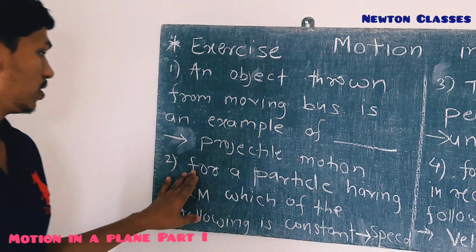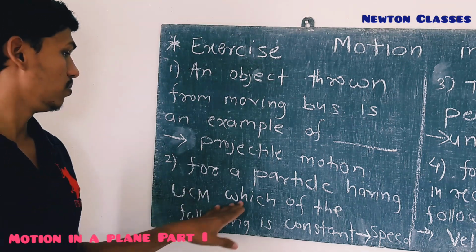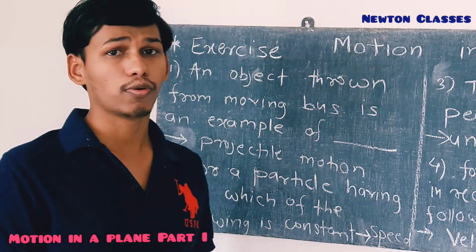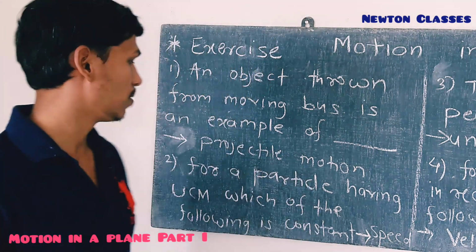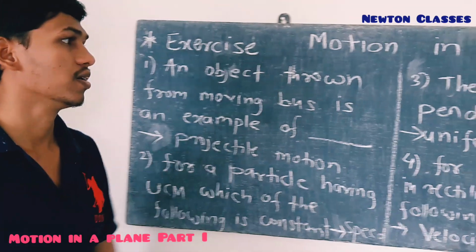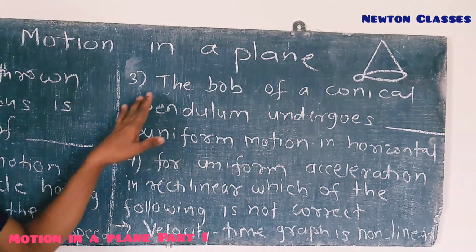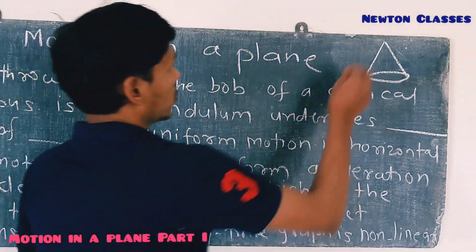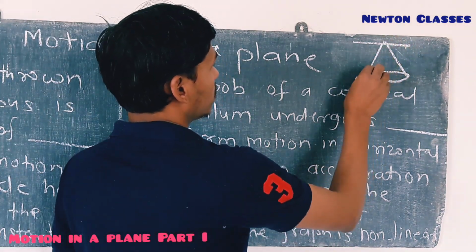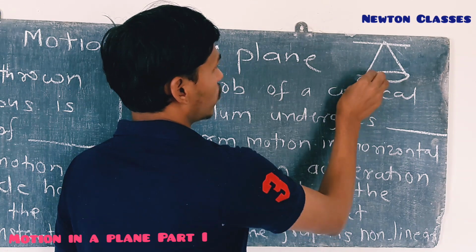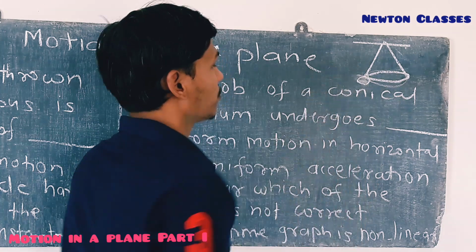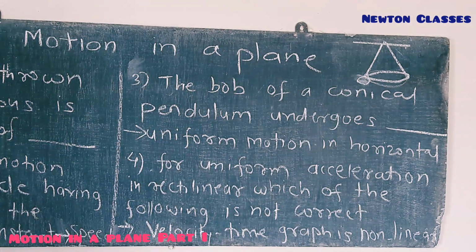The second MCQ is: for a particle having UCM, which of the following is constant? In UCM, the particle performs motion with constant speed. Therefore, the answer of this MCQ is speed. The third MCQ is: the bob of a conical pendulum undergoes, let's see, suppose this is the bob of this conical pendulum, then this bob will follow circular motion in the horizontal direction. Therefore, its answer is uniform circular motion in horizontal.